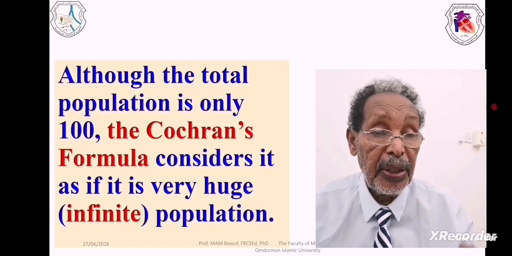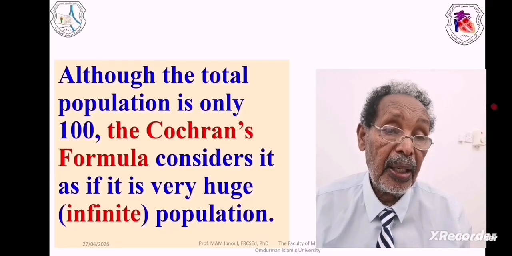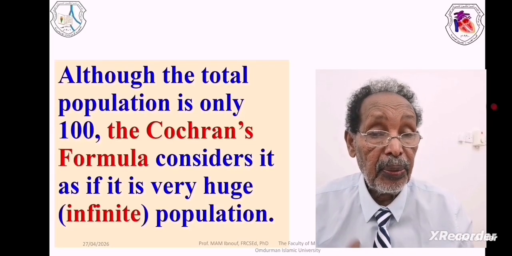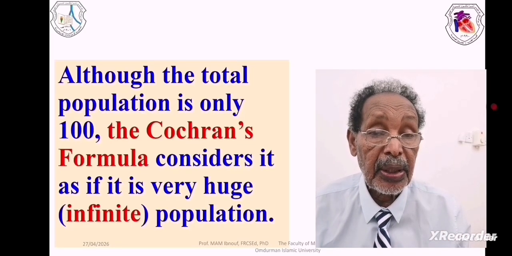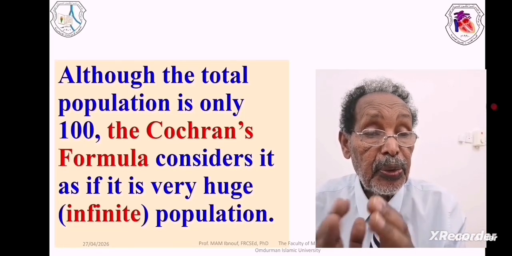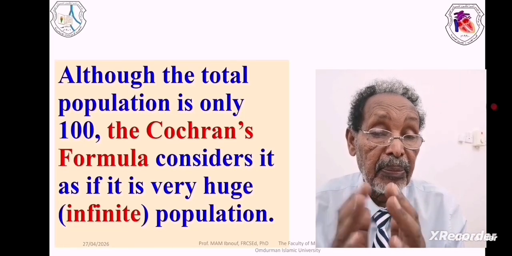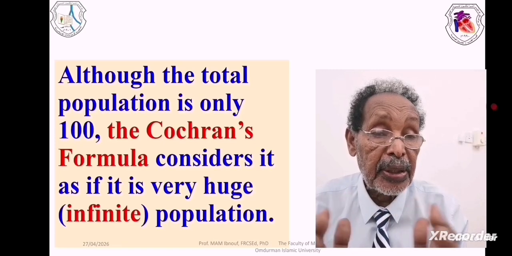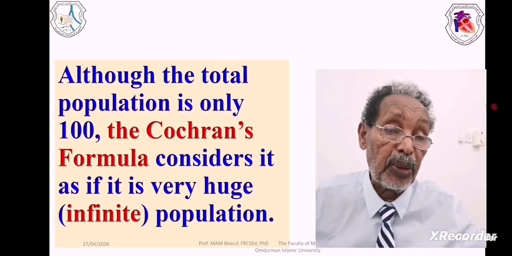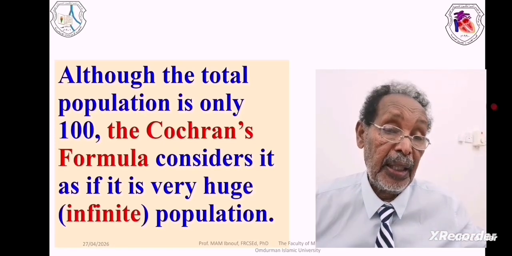Although the total population studied by Mr. Hassan was 100 cholecystectomies, the Cochran formula we are using does not use a limited, finite number. It is meant for a very huge population, for an infinite population.